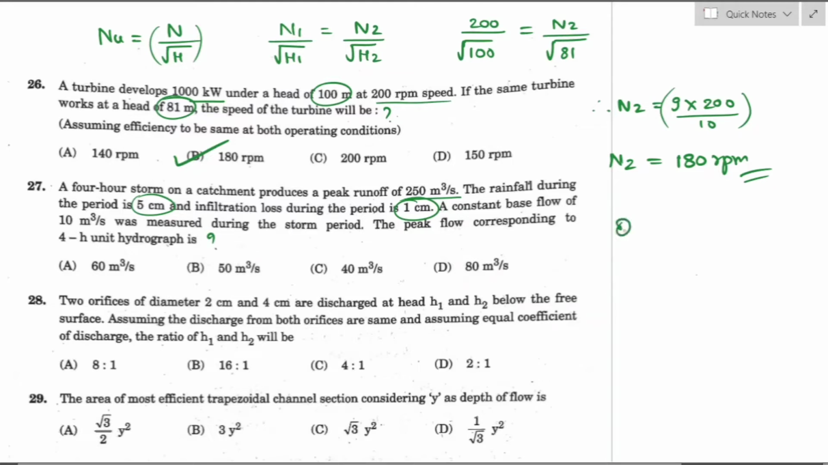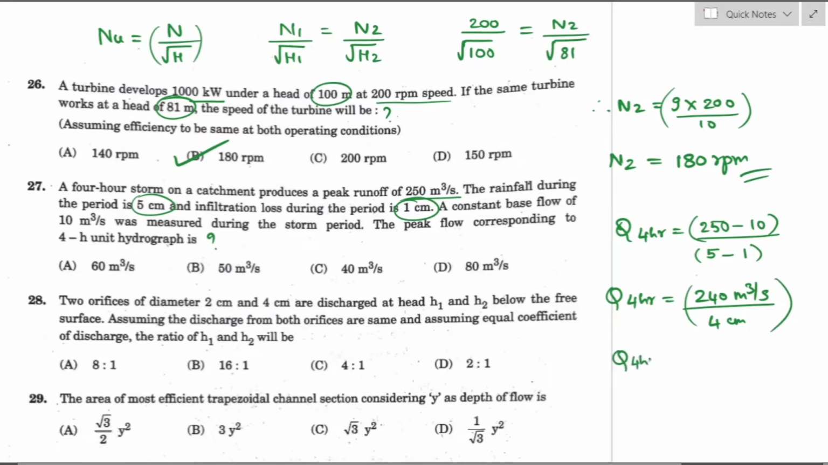So we have to calculate the peak flow of the 4-hour hydrograph, which is given by the peak runoff minus base flow. Peak runoff is 250 m3 per second, base flow is 10 m3 per second, and runoff depth is rainfall depth minus infiltration loss. Rainfall depth is given as 5 cm, infiltration loss depth is given as 1 cm. So the peak flow at 4-hour is 240 m3 per second divided by 4 cm. On solving this, the peak flow of the 4-hour unit hydrograph is 60 m3 per second. So option A is the right answer.